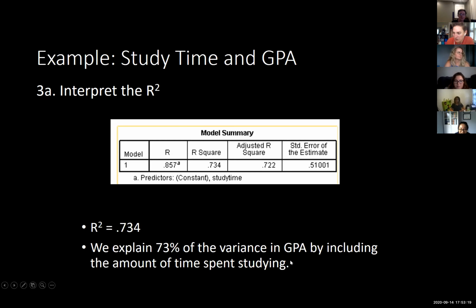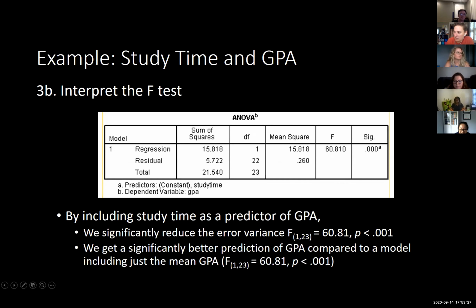So that's our R-squared, 0.734. Here is an explanation of that. We explained 73% of the variance in GPA by including amount of time spent studying. Next, we have the ANOVA table, which is our regression sums of squared errors. That's how much we've decreased the error in our model.